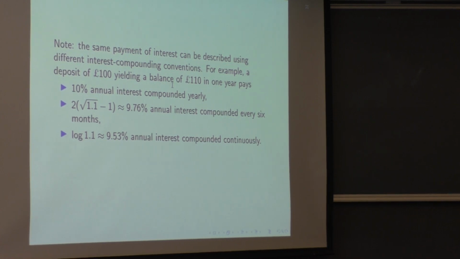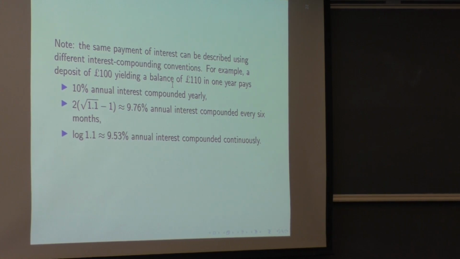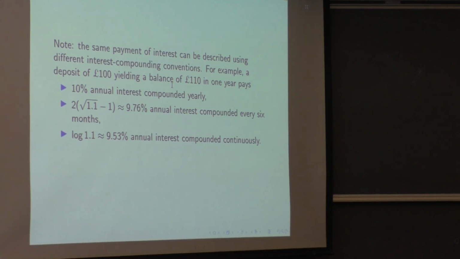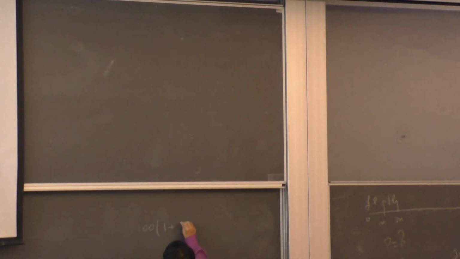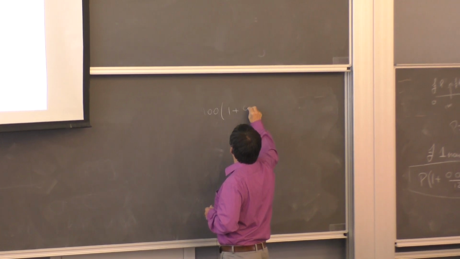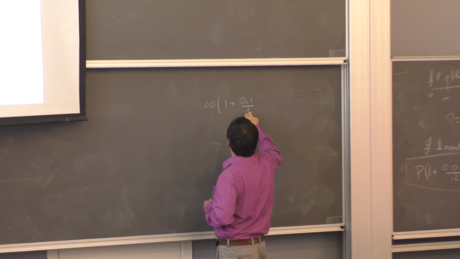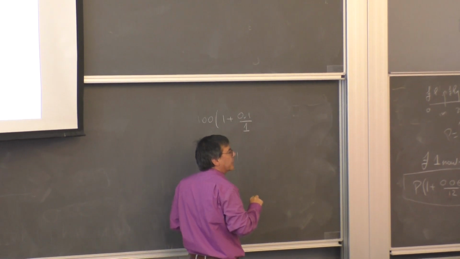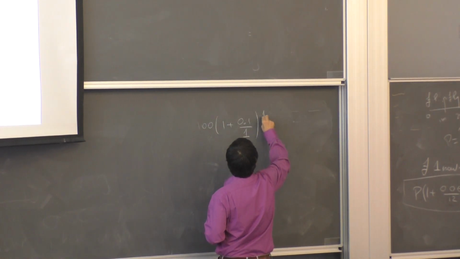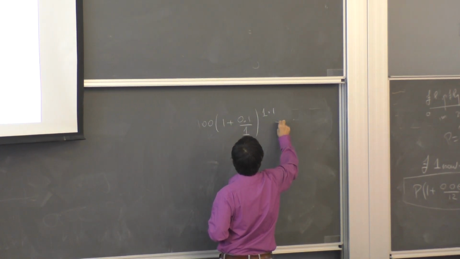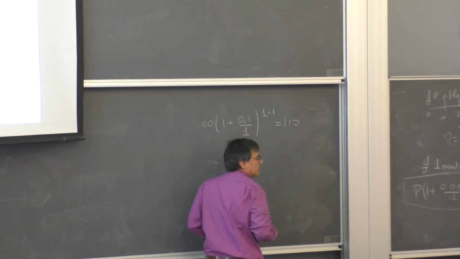Well, you can say this deposit got a 10% interest rate compounded yearly, right? You start with £100, and then if your interest rate is 10%, so you have 0.1 divided by 1, because there's one compounding every year, times 1 year times the number of compoundings per year, and you get £110.